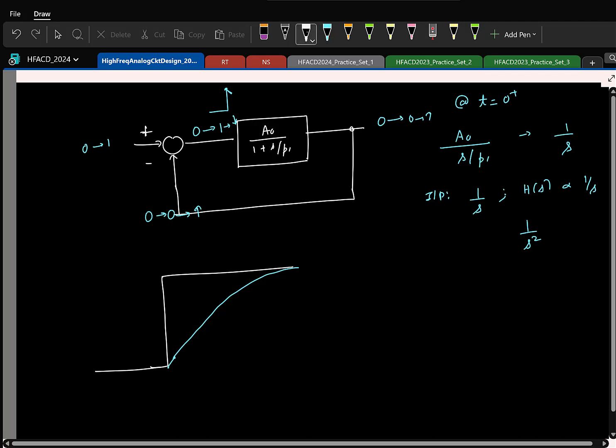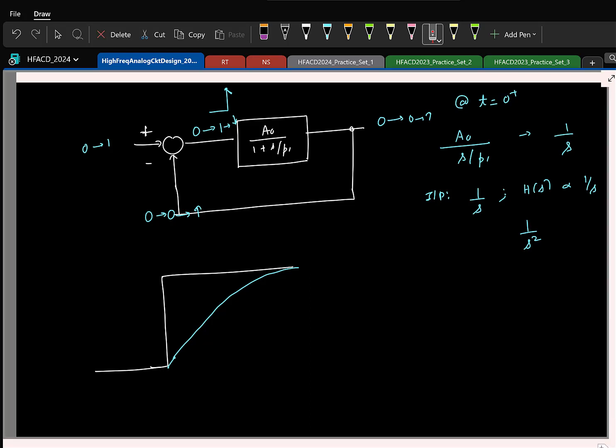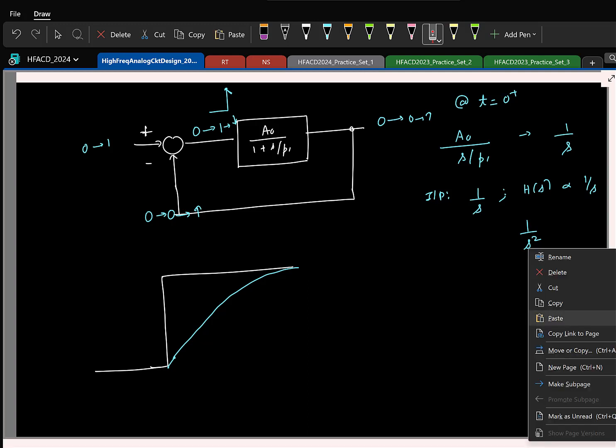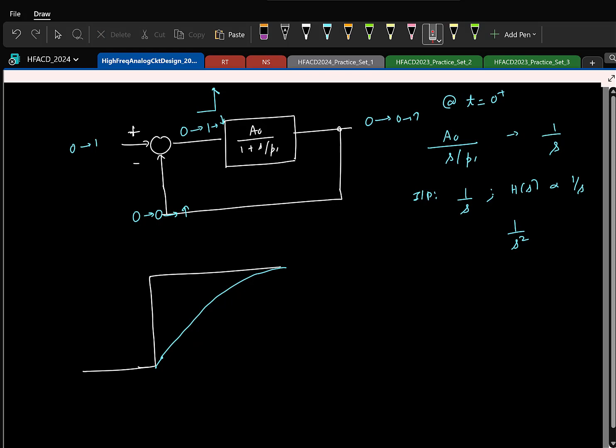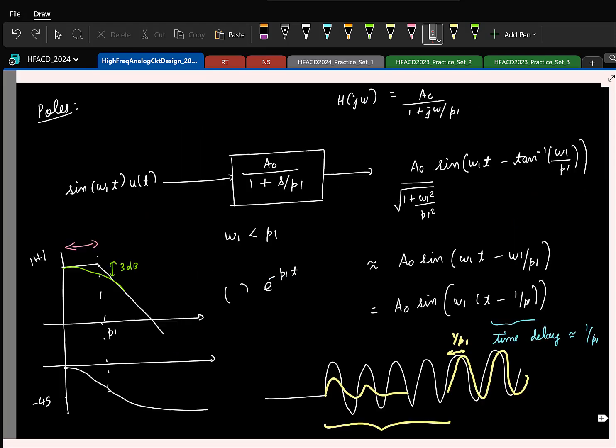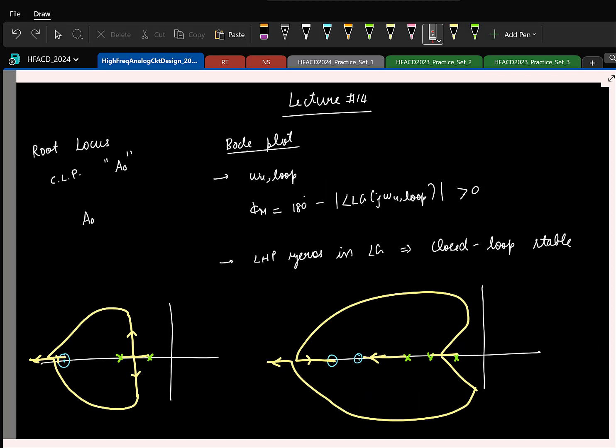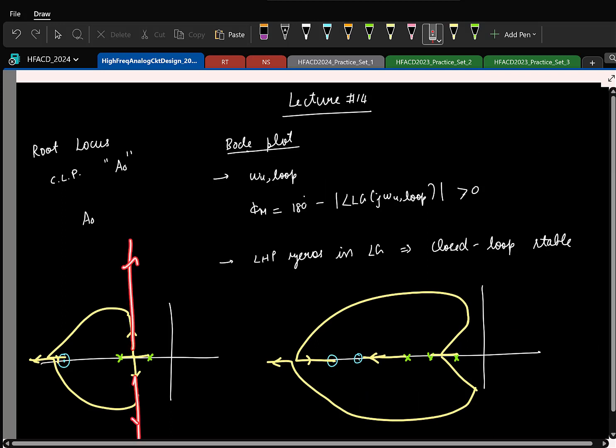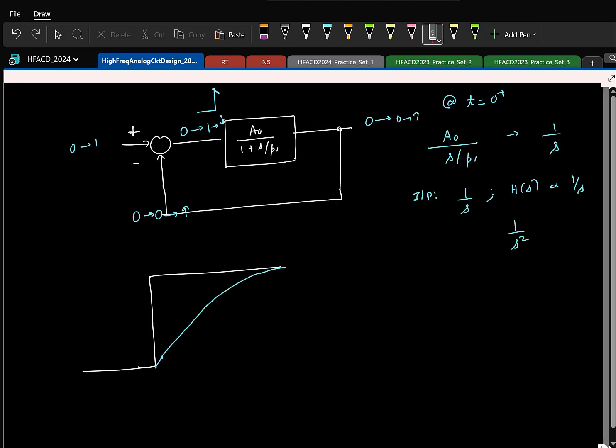Cool. And of course, as you know, this system is always stable, so that's why it settles properly. Now let's consider a case where we'll have instability. What is the minimum order I need for the closed loop system to be unstable? Second order? Is it strictly unstable? If you recollect the second order root locus, it never entered the right half of the s plane. So we need a minimum of third order. So let's take a third order case.